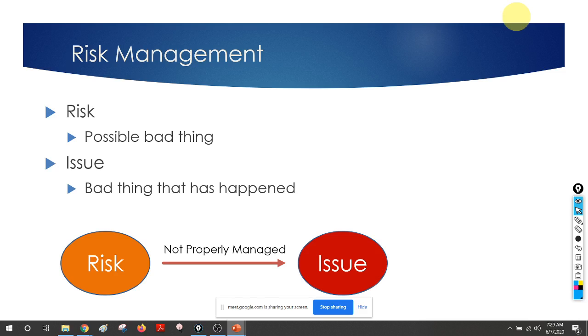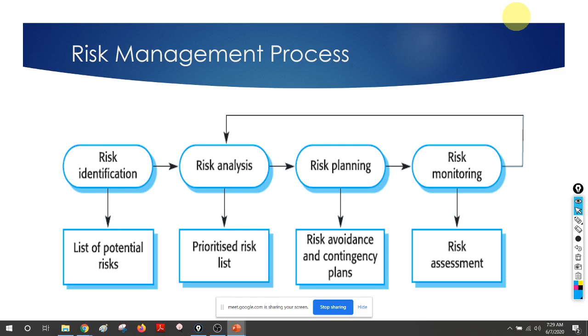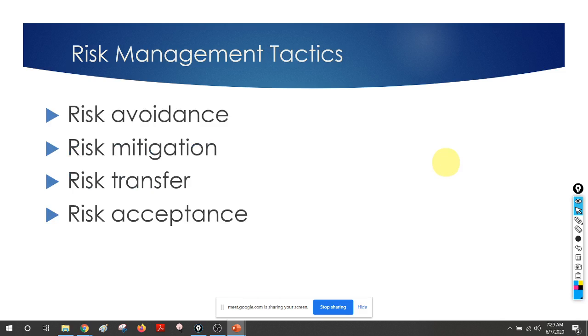Fire has already erupted, so we don't want that to happen in the project. Right? So that is also important. This is the risk management process: identify risk, analyze risk, plan risk, and monitor risk. I'm not going into details because this is a quick revision.